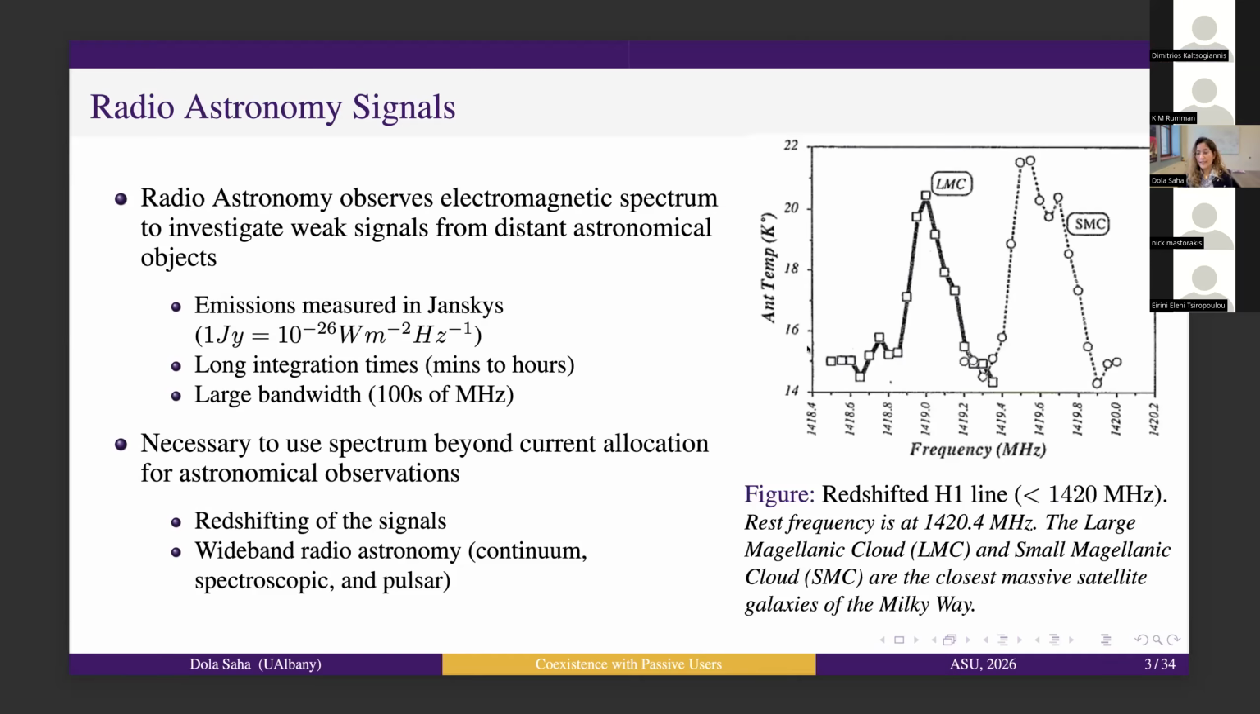So here is one example where, due to redshift, the H1 line, and I will talk more about the H1 line because that's the most prominent line showing up at 1420 megahertz. That is due to our universe. So that's a very known signal that we know.